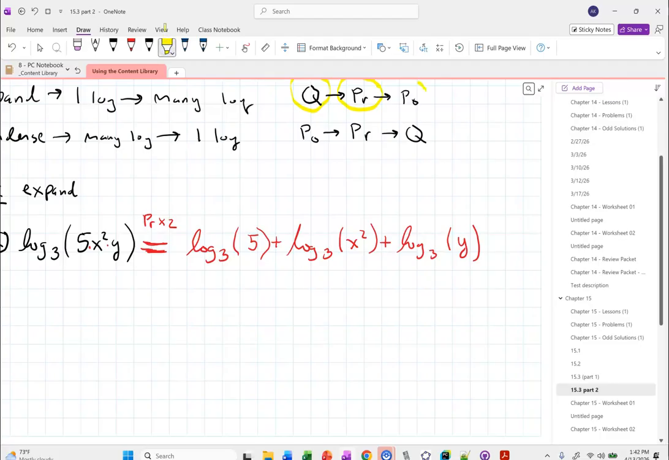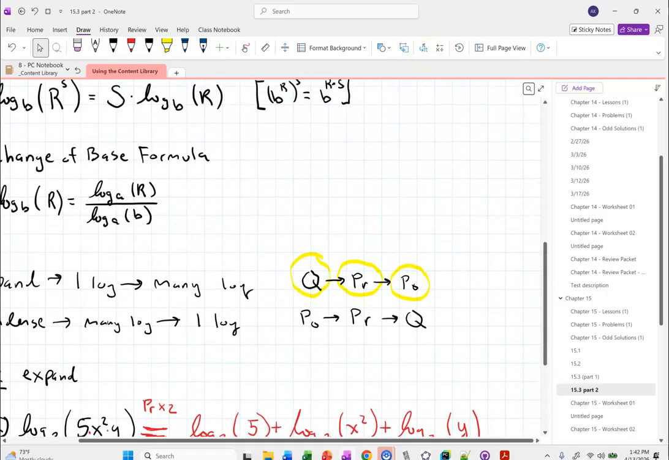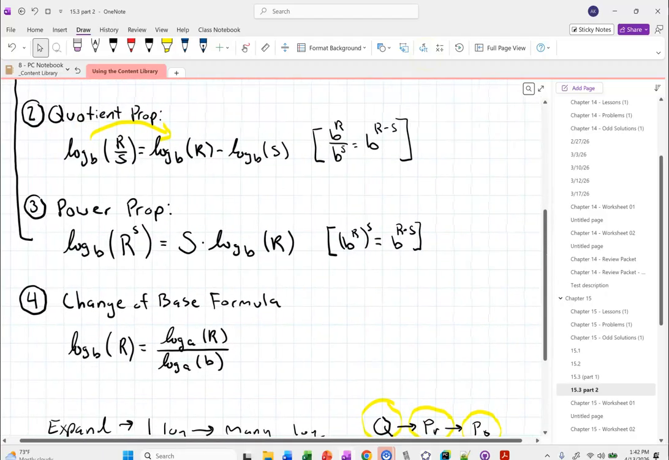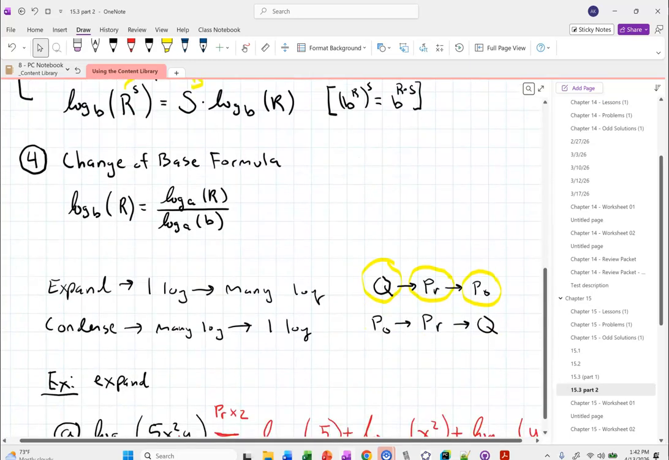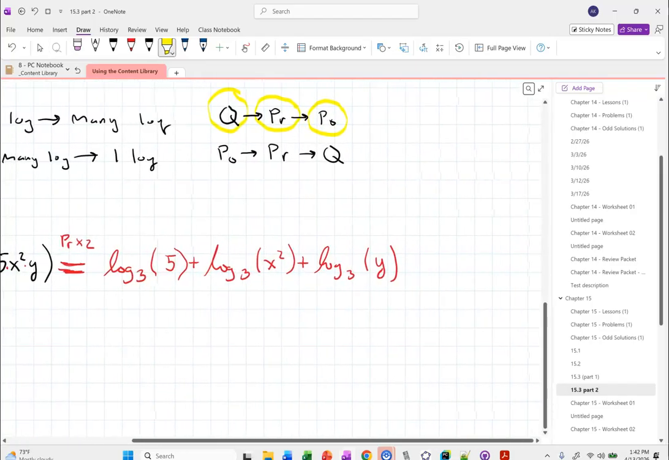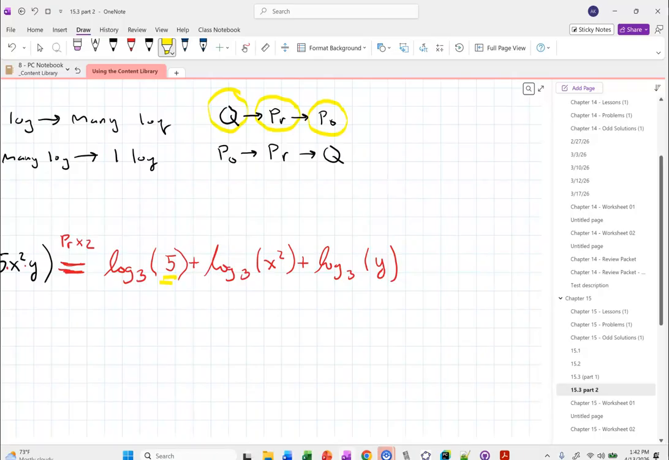Okay. The last thing we look for now is a power property. For a power property, we're looking for a power inside the logarithm. First thing we'll do is look at 5. Is there a power on that 5? I mean, there's 5 to the first, but the 1 doesn't really matter to us, right? So we'll just ignore that. Is there a power on the x squared? Yes, so we'll have to do a power property there. Is there a power on the y? No. Okay, so we have one power property that's happening.